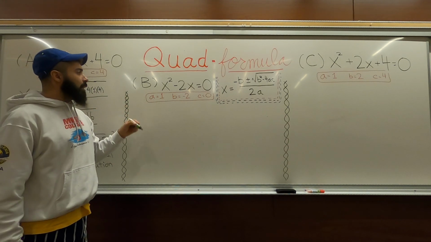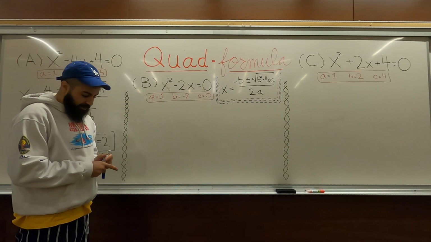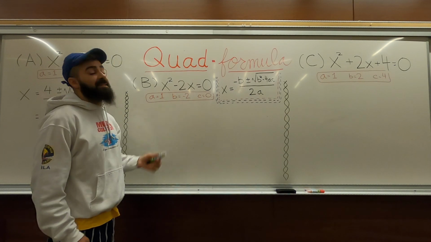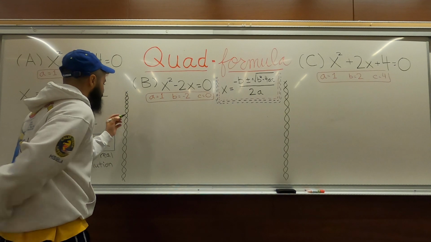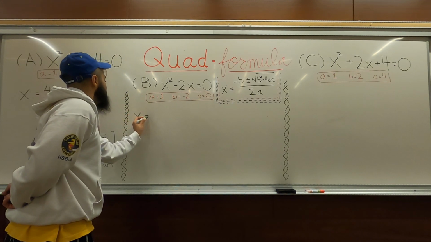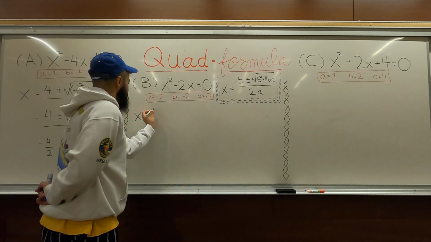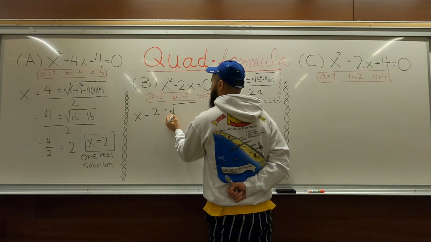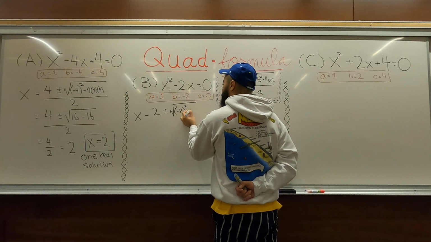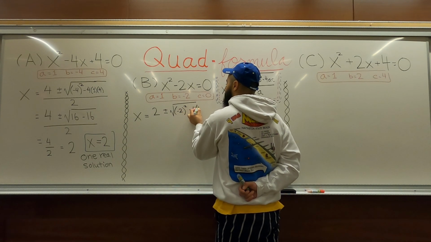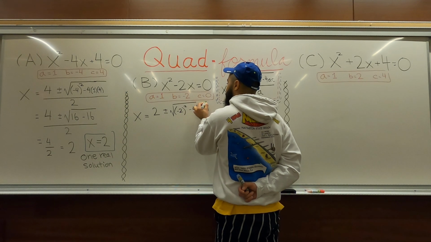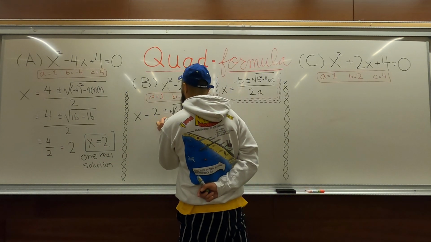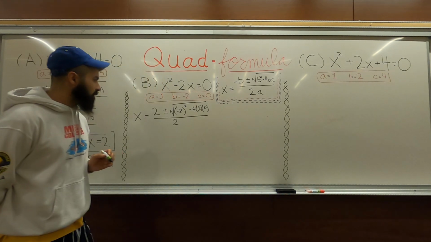Example B, x squared minus 2x is equal to 0. So A is going to be 1 in this case. B is negative 2. We don't have a C, and when you don't have a C, that just means C is 0. So we're going to go ahead and apply the formula once more for example B. So x is equal to negative of negative 2 is a positive 2, plus or minus square root of b squared, so the negative 2 gets squared, minus 4 times 1 times 0, which is actually just going to be 0. All over 2 times a, which is 2, because a is 1.